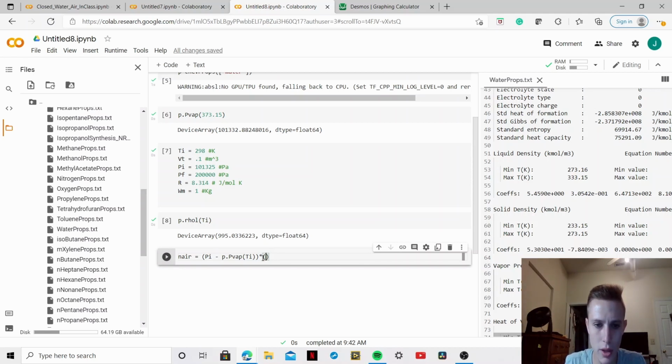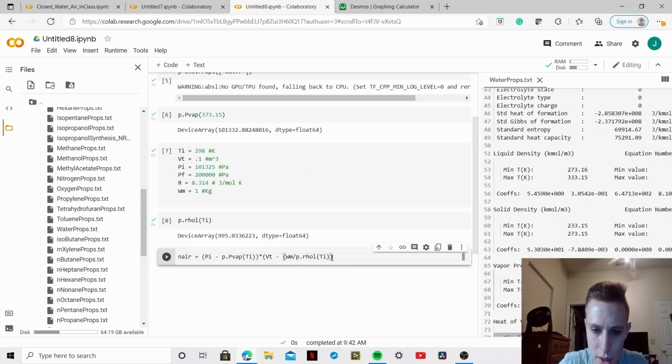So we're going to try to solve for the volume of the air, which is going to be equal to the total volume, so V total, minus the volume of the water. We need to subtract the volume of the water in order to find the volume of the air in the system, or the vapor in the system. So in order to do that, we need to take the mass of the air, which is 1 kilogram, divided by our density of the air. So P dot rho L at our initial temperature, which we just found above.